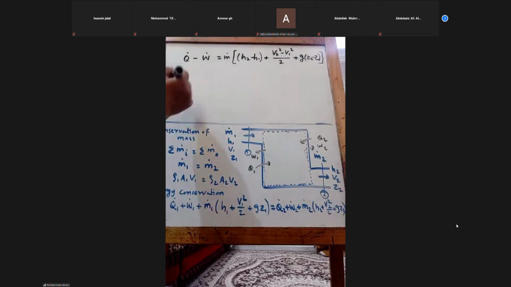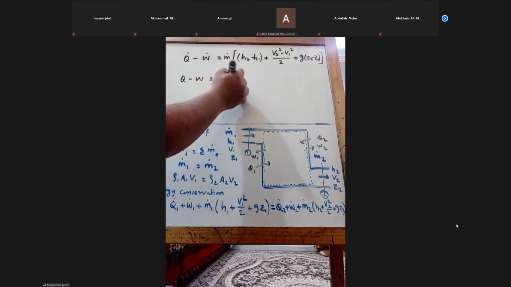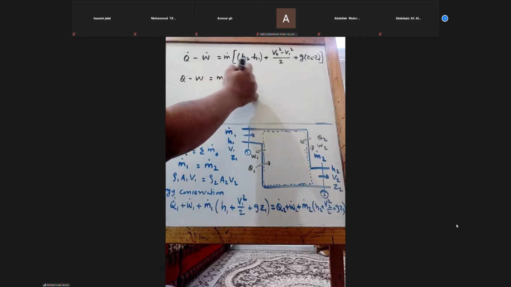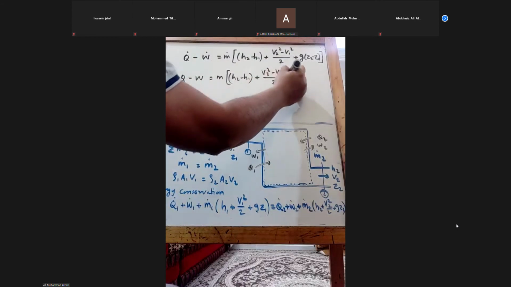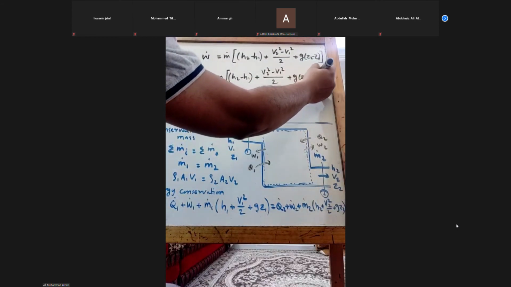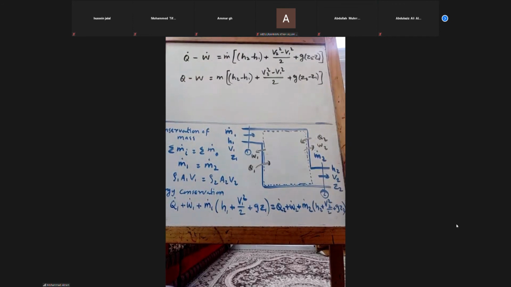You can also write this like this: Q minus W equals M times H2 minus H1 plus V2 square minus V1 square divided by 2 plus g Z2 minus Z1, without dots, instead of M dot. The dot means it is rate per unit time. You can write the total as well, without time derivative. You can call this steady flow; the one with dots is unsteady, and this is steady, not changing with time.